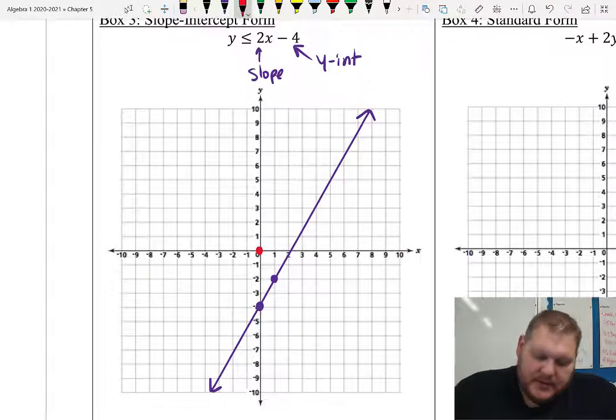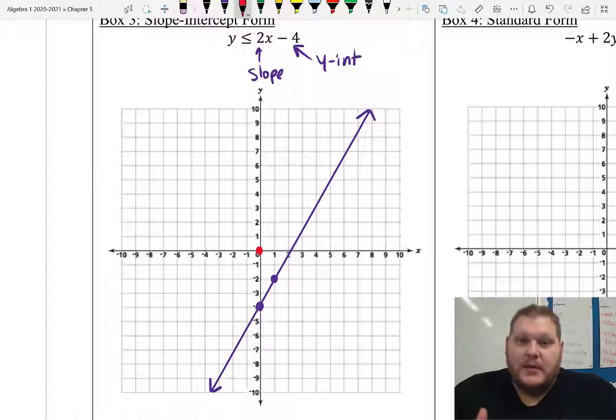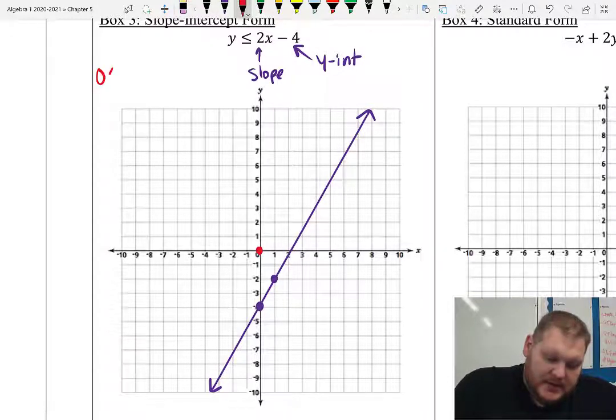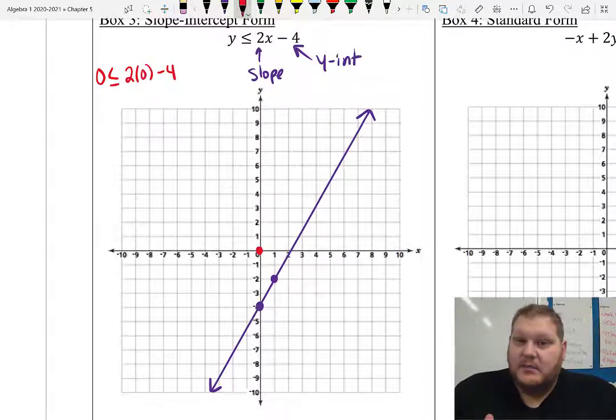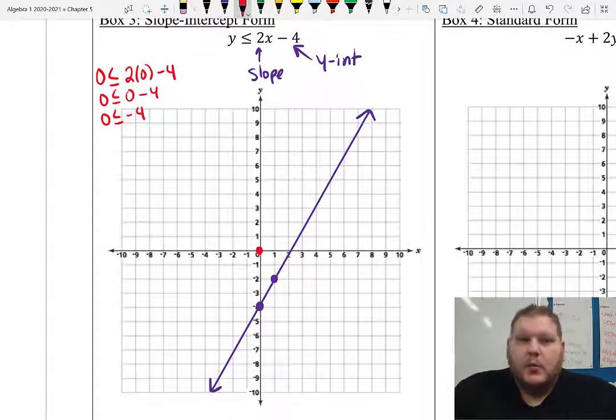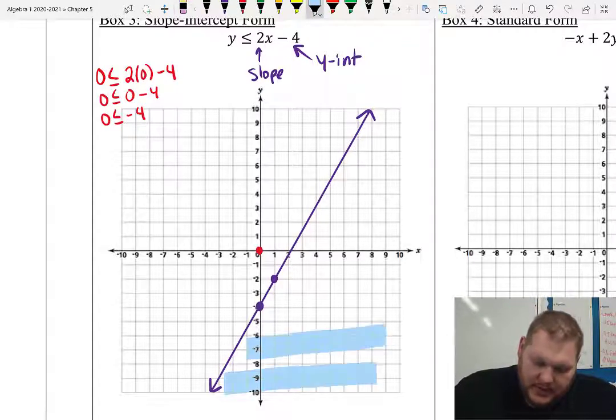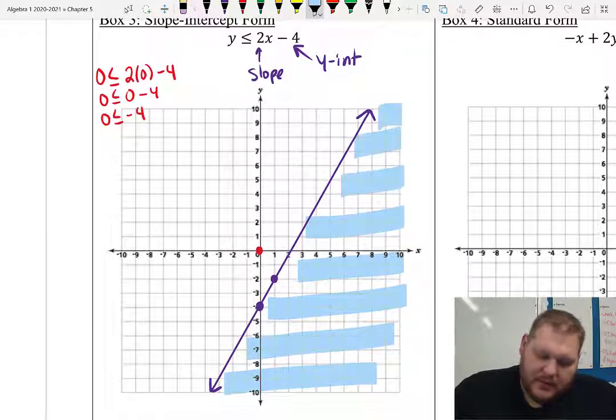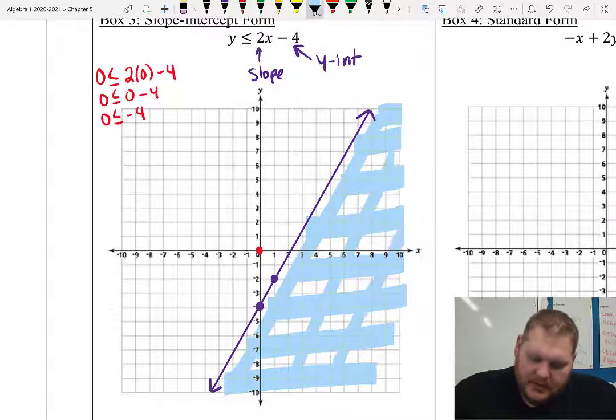If I plug in 0, 0 into my graph to check whether it's true or not, 0 is less than or equal to 2 times 0 minus 4. So I'm just plugging in that point, 0 for x and 0 for y. So that tells me 0 is supposed to be less than or equal to negative 4, which once again is not true. So that part of my graph should not be shaded. If it was true, that would be the part of my graph that is shaded. But since it was not true, I'm just going to make stripes because I don't feel like coloring it all the way in. But this should be the area that is shaded.